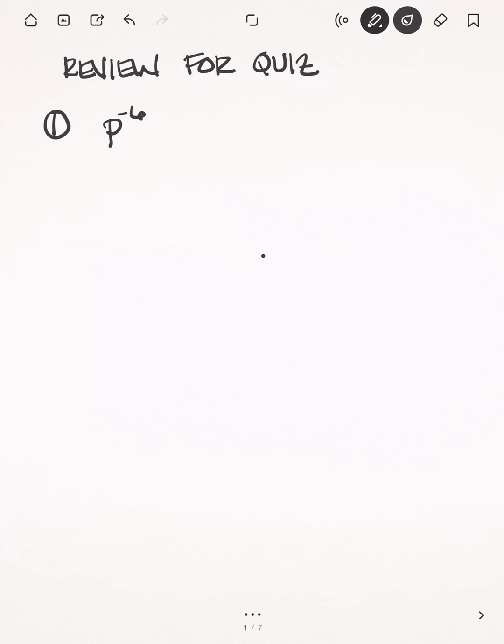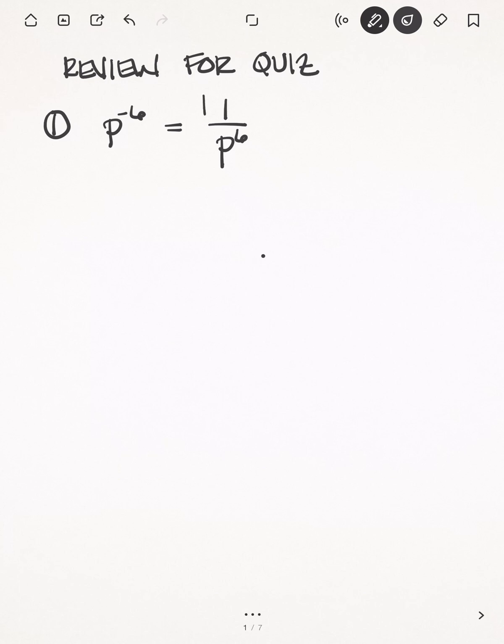So if you have a negative exponent, it is not simplified. So to simplify it, all you have to do is move it to the bottom of the fraction and make it positive. And there is the equivalent expression using a positive exponent.